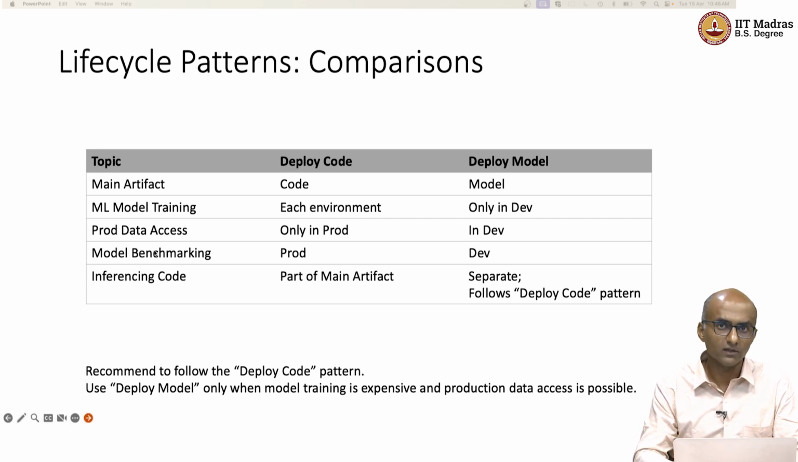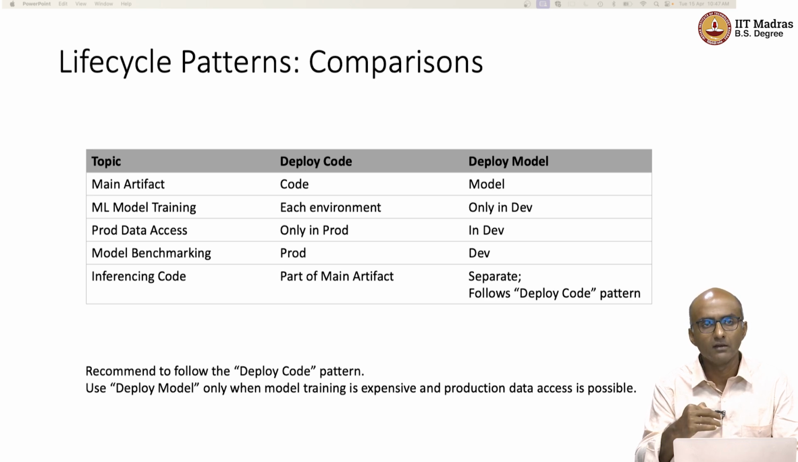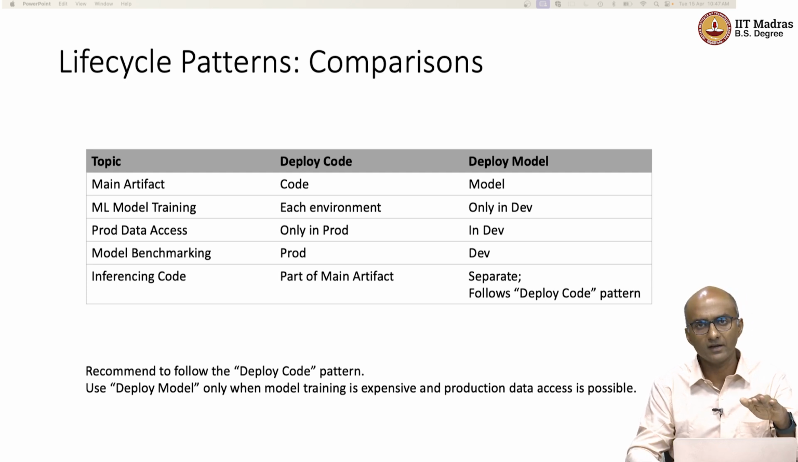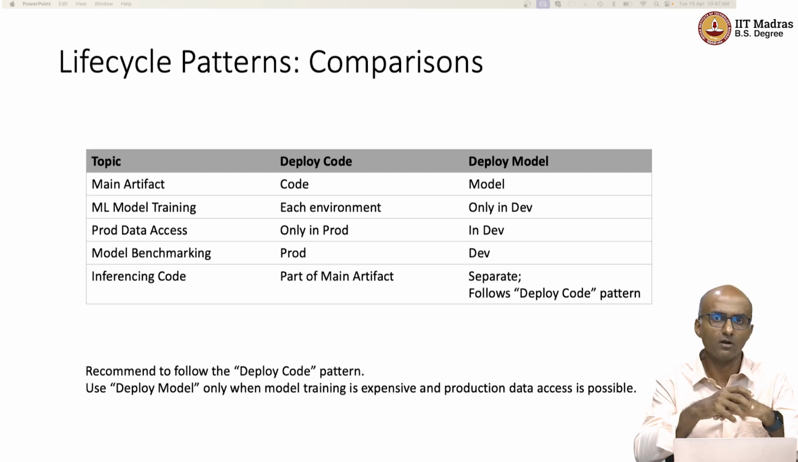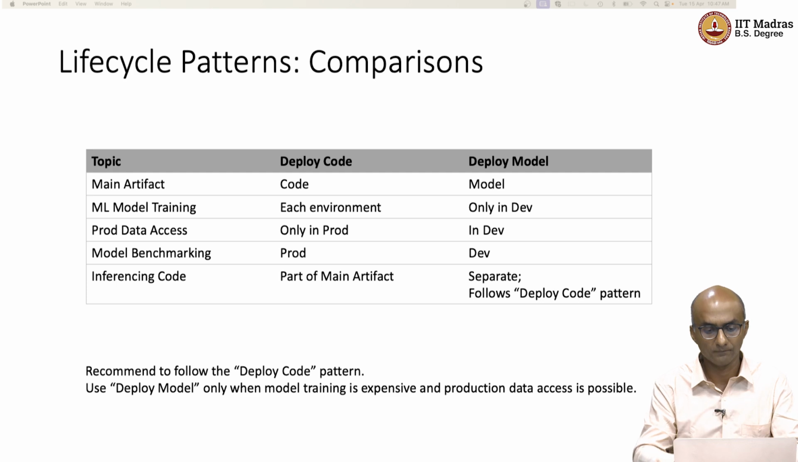The benchmarking of models refers to the fact that if you've got a challenger model that you're building right now, and you've got a champion that's already live in production, then you compare the two for accuracy comparisons, for efficacy comparisons, etc. In the deploy code lifecycle pattern, this happens in production because you've got a new model there that's getting trained, and then that model gets deployed as a challenger model. The existing champion model is also deployed in production, so you can compare them together.